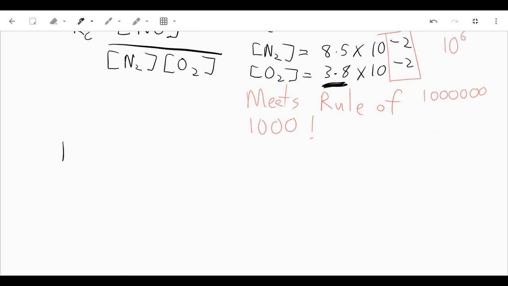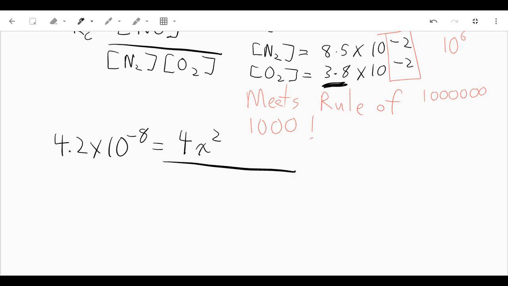If I were to do the full calculation, I should start with my number, not with Kc. I would have to write out 4.2 times 10 to the negative 8 is equal to 4x squared, because remember it was 2x, so the 2 gets squared as well, over 0.085 minus x times 0.038 minus x.